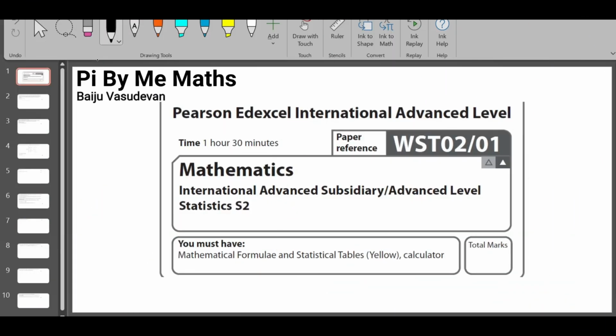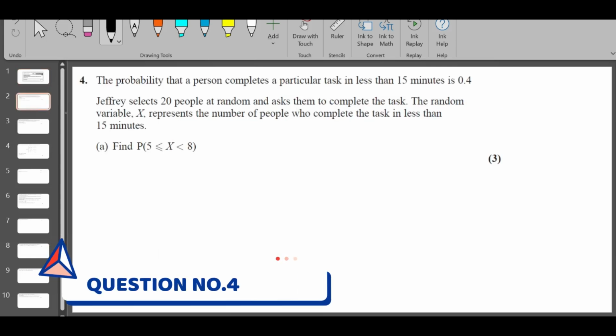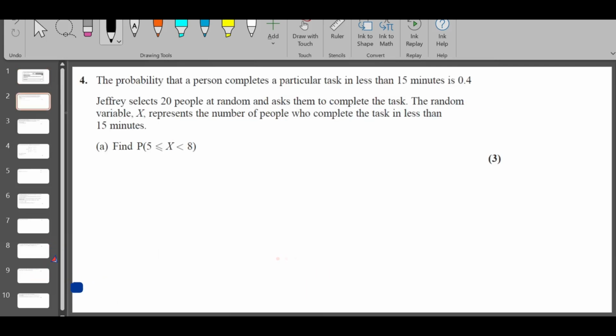This is WST02. Here we are solving the October-November 2022 Statistics 2 paper. In the previous video, we covered question number 1, 2 and 3. Let's look at question number 4 now.